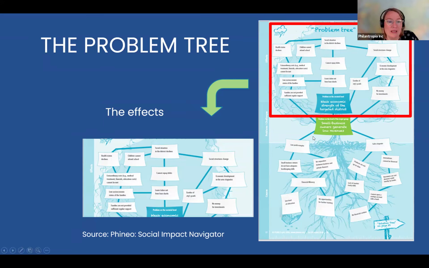When you use this method, it's important that you cover everything. Of course, you won't be able to tackle everything with your project, but to first have a very good and holistic understanding of the full extent of the issue that you want to work with, you have to cover everything and try to describe the whole issue.